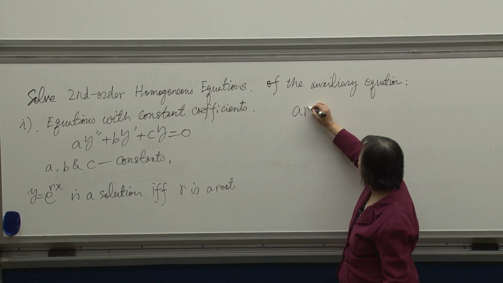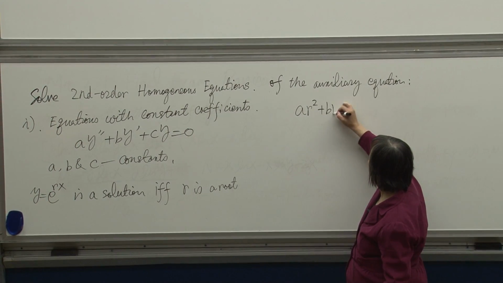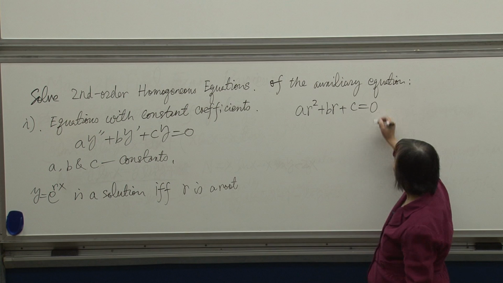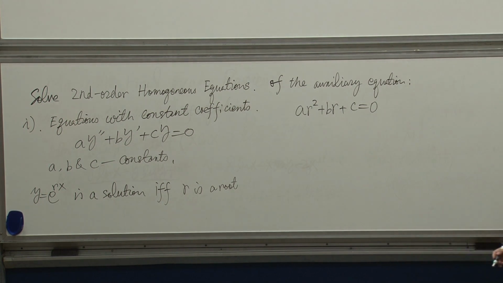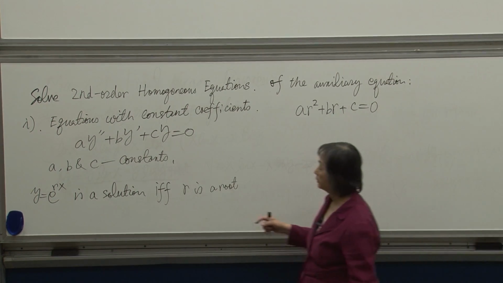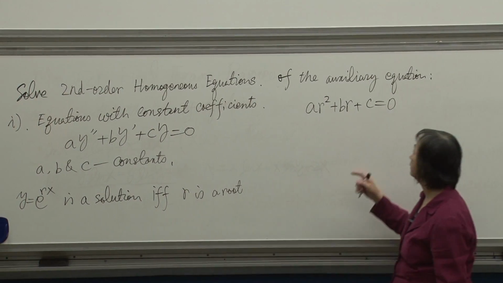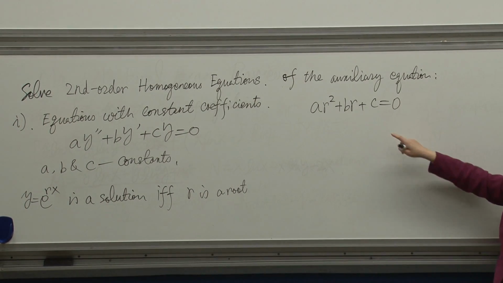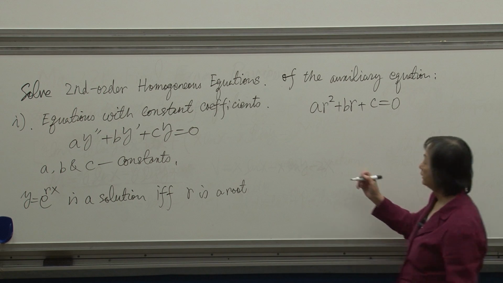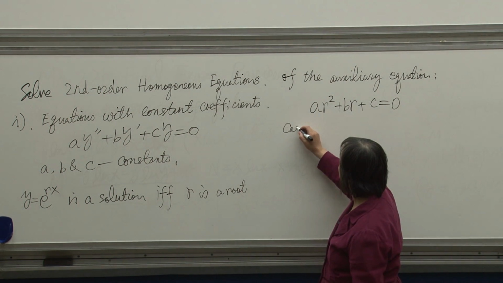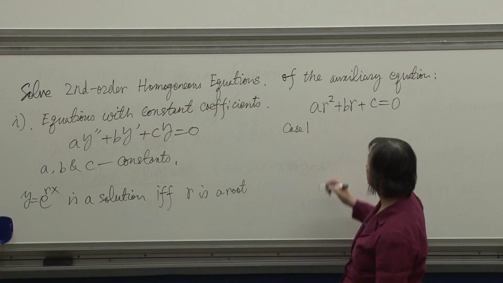Auxiliary equation is ar² + br + c = 0. If we substitute e^(rx) into this homogeneous equation, we will derive this auxiliary equation. That's the reason we have possibly three cases.